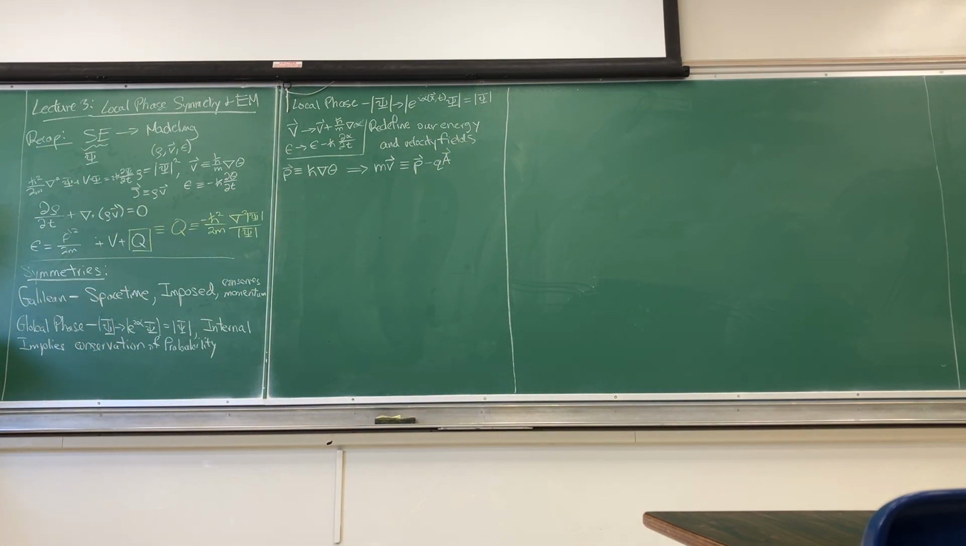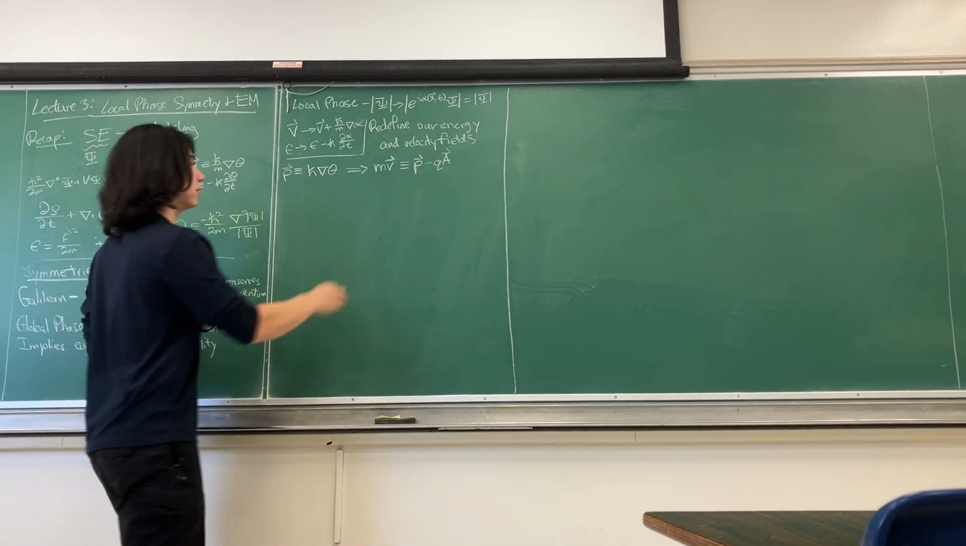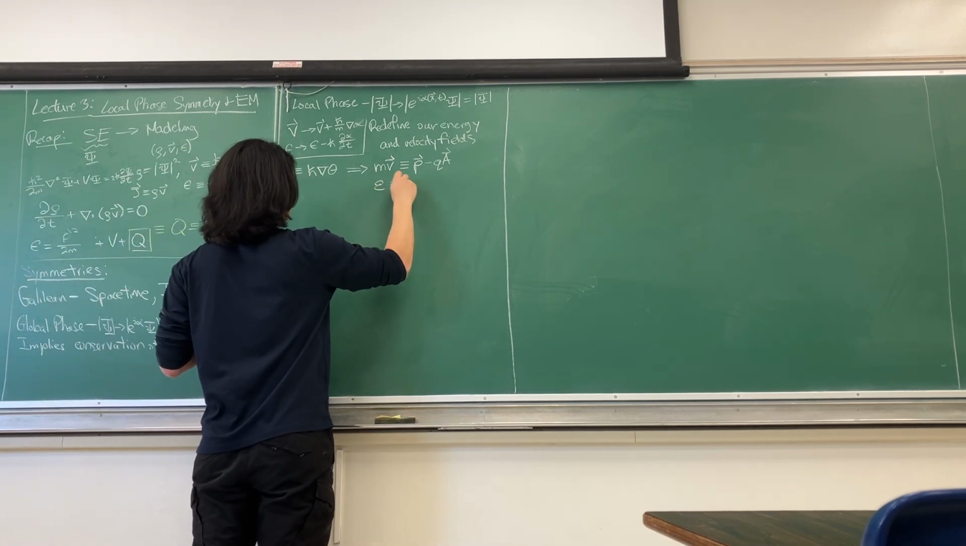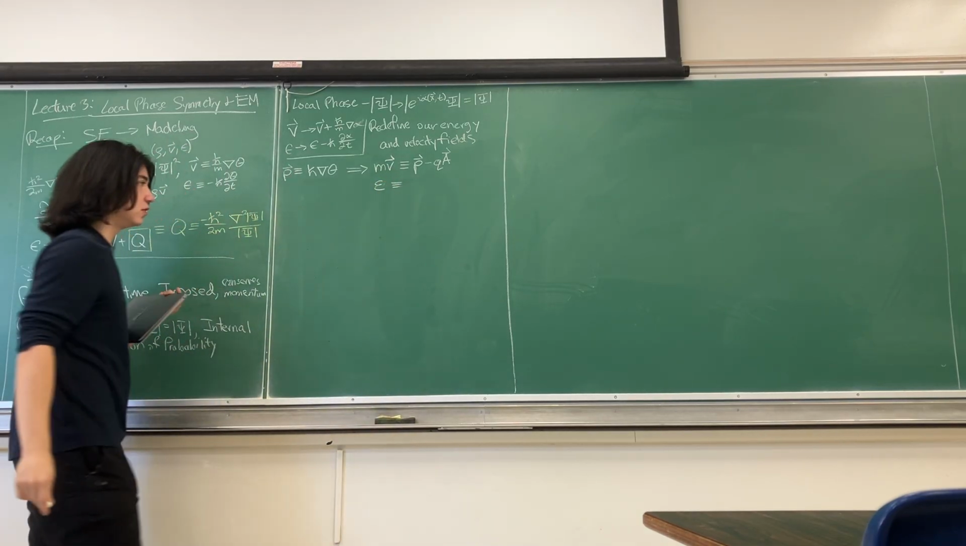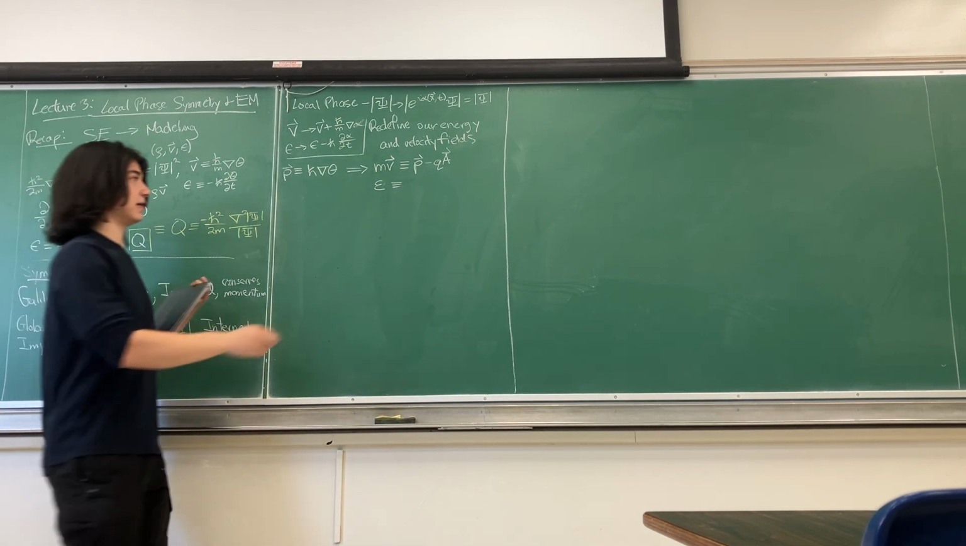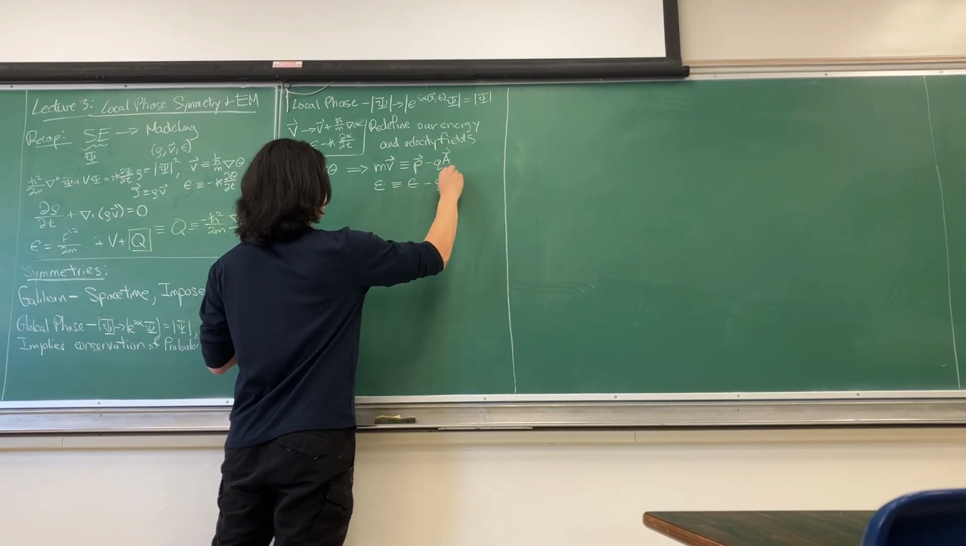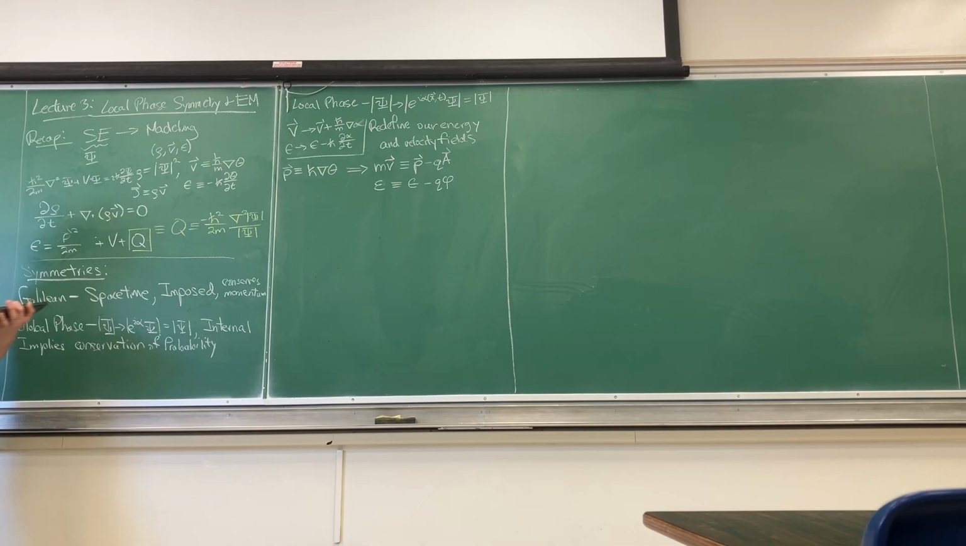unknown vector field. Similarly, we're going to redefine, this one is a little bit less useful, but I think it's good to include it, this new energy field as epsilon minus q times this phi.